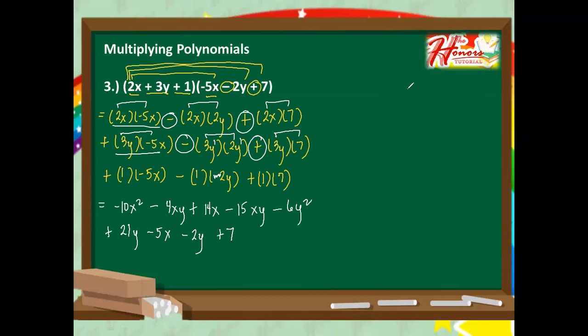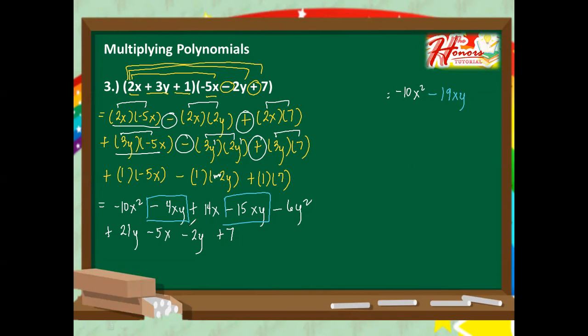So 10x squared doesn't have any partner, so negative 10x squared here. And then how about the other? How about this? Negative 4xy and this, negative 15xy. So let's combine it. Same sign, so therefore we have to add the numbers and then copy the sign. The sign is negative. Add the numbers, that's 19, and then copy the variables, which is xy. And then we are done with that.